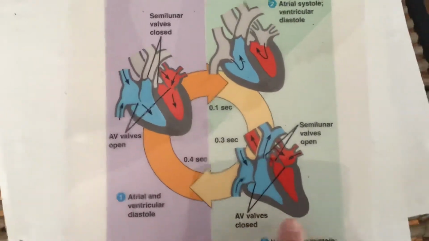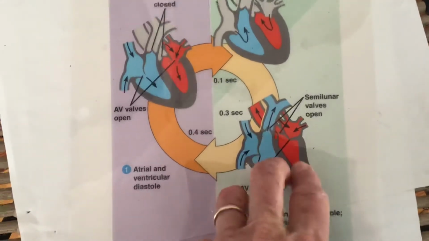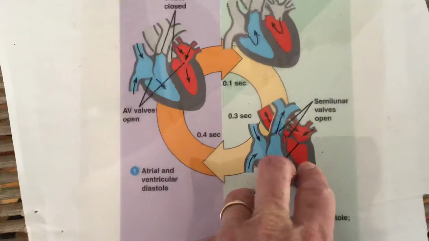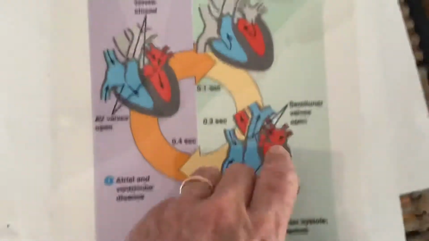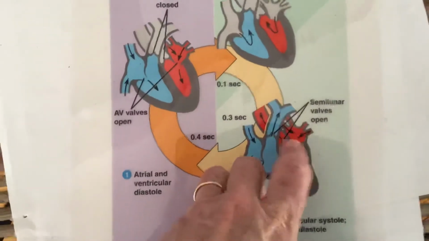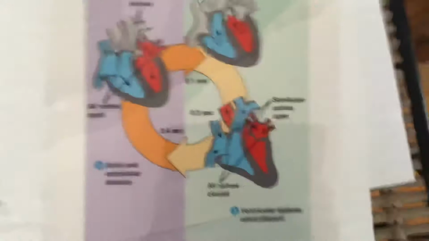As this is contracting, it's going to be starting to push out. And then what is happening is the ventricular systole, so this part down here squeezes and pushes all the blood out. So it's going to be pushing it out towards the lungs or out towards systemic circulation.